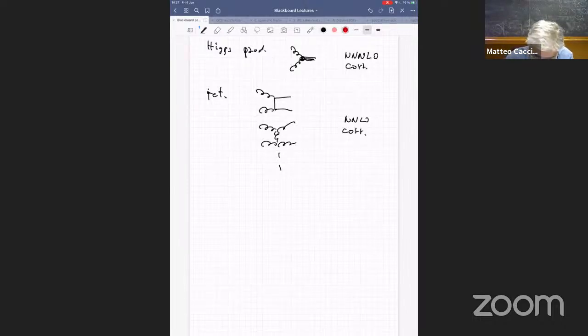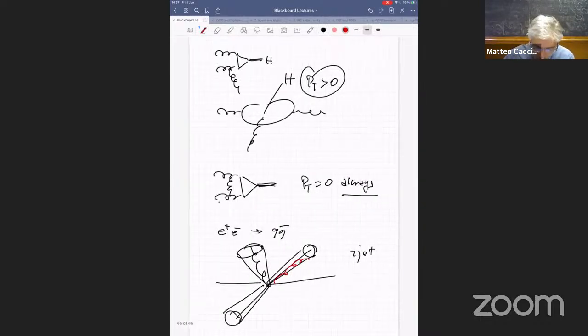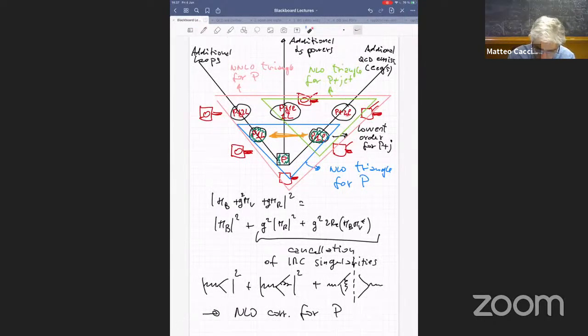Next to leading order correction will, for instance, need 2 emissions. We'll need 1 emission and 1 loop. And we'll need 2 loops, besides everything else at next to leading order. You have to go back and construct all the diagrams that you need. So: 2 emissions, 2 loops, 1 emission and 1 loop. You need all these steps in order to complete the calculation.